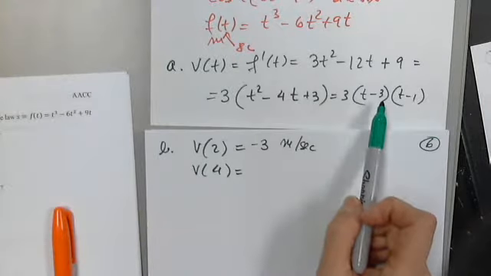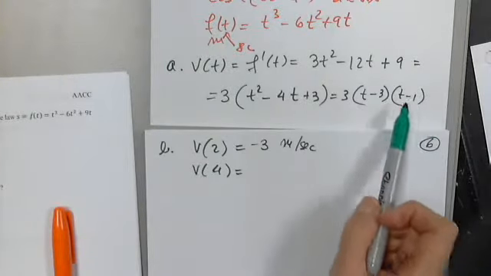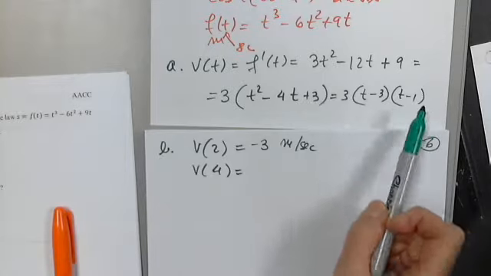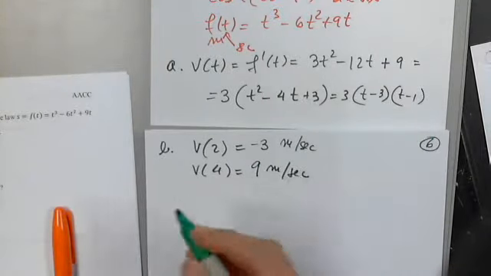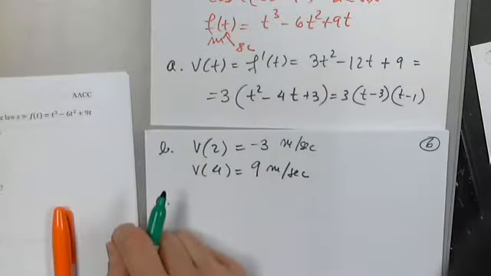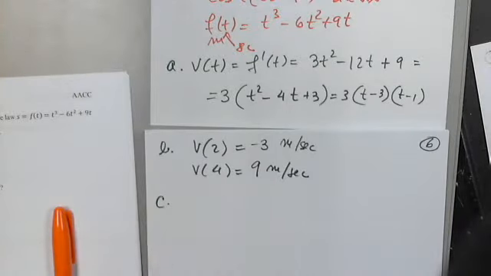Now let's plug in 4. How much is 4 minus 3? 1. How much is 4 minus 1? So how much is 3 times 3? Good. Part C. When is the particle at rest?